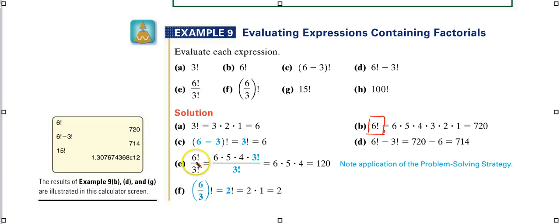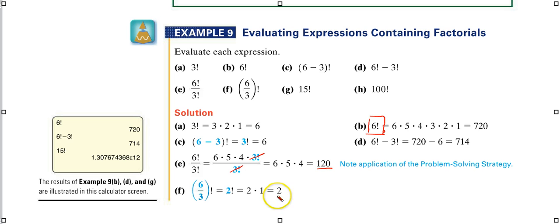And then this technique: if you have 6 factorial divided by 3 factorial, you could write out the 6, 5, 4, then the 3 factorial. These would cancel out, and you would get 120. Now here you would actually do the division first and get a 2.